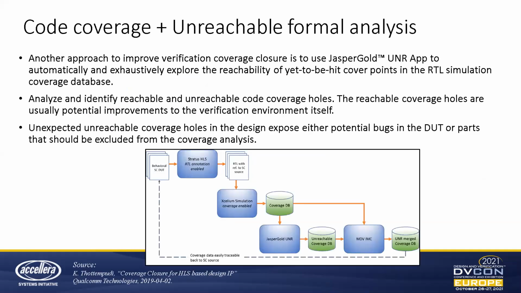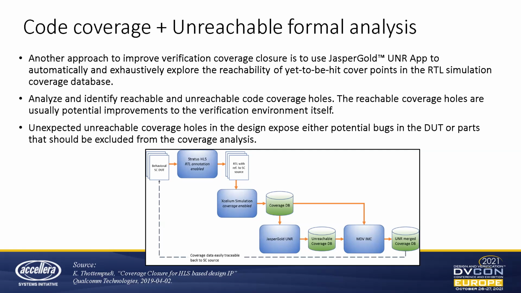If we keep on the coverage closure aspect, the verification quality and efficiency could be enhanced by augmenting the simulation-based flow with other automated technologies like the JasperGold formal unreachability app. This way, we can discover unreachable code using code coverage analysis without spending any time on writing and debugging new test cases and running simulations. Reachable coverage holes are usually potential missing tests or improvements to the verification environments. Unexpected unreachable or reachable code could be design bugs.